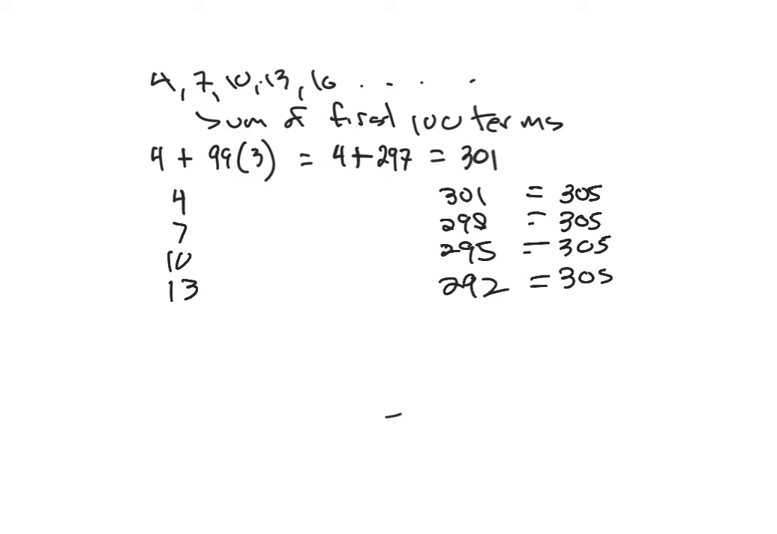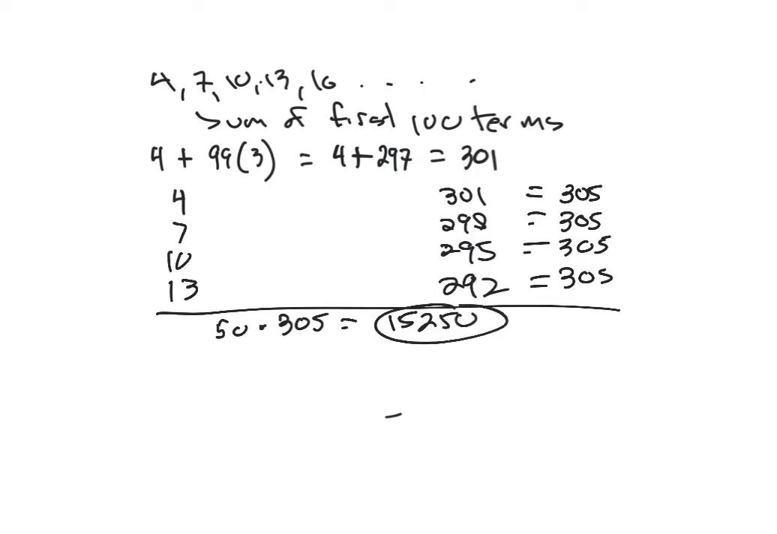And so what we end up with then is, because there are 100 terms, we end up with 50 pairs. And so each pair sums to 305, so we end up with 50 times 305, which is going to be 15,250. And that's our sum.